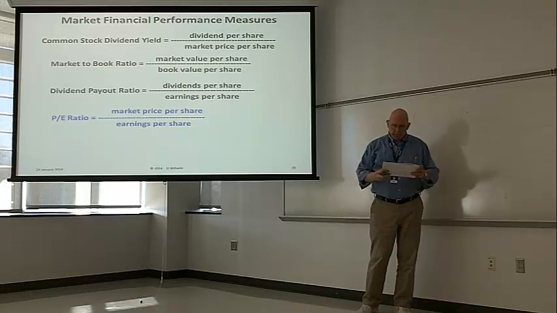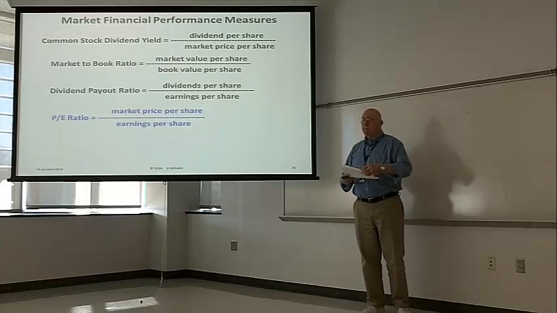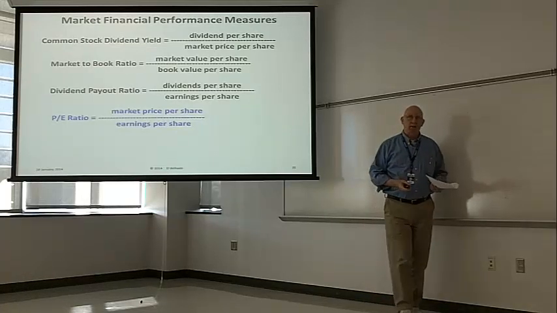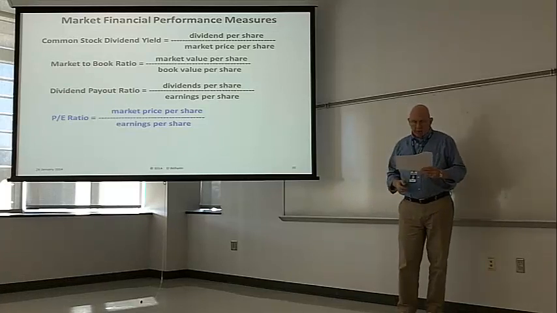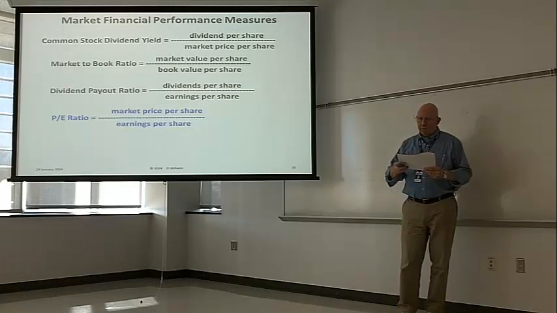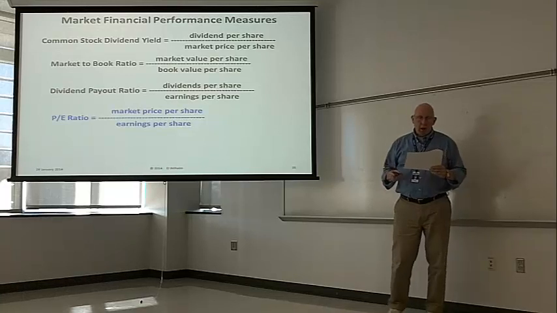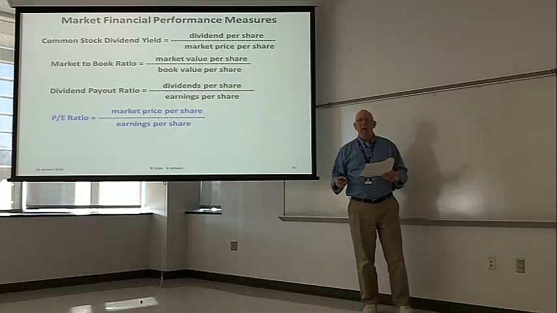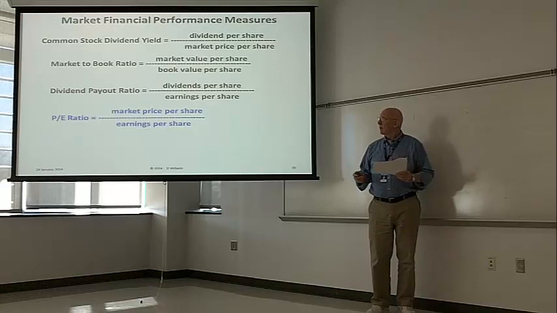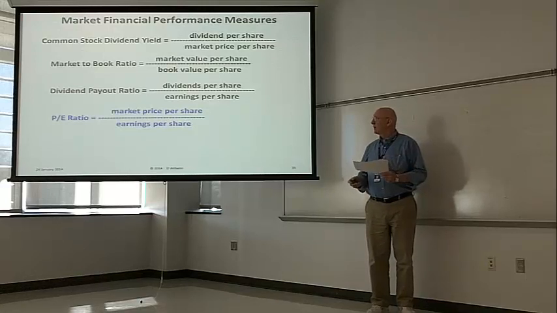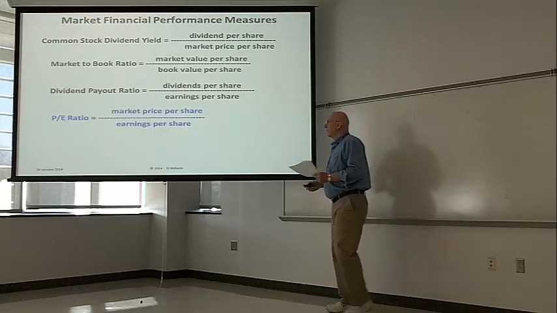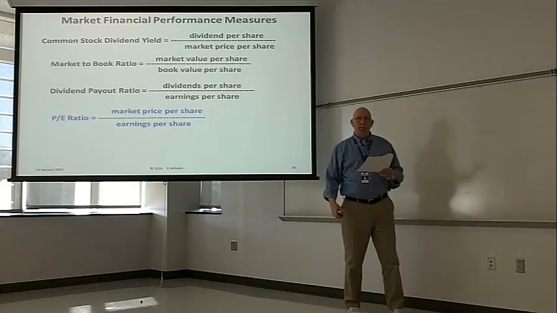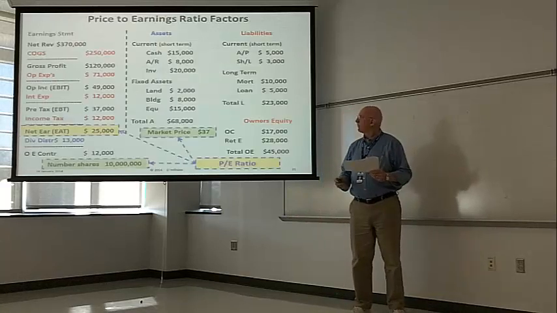The final category of ratios is market financial performance ratios. These are what people who follow the stock market key on. Common stock, dividend yield, dividend divided by market price; market to book ratio, dividend payout ratio; and price to earnings ratio. And we'll do the calculation of price to earnings ratio, where we would like to know the market price per share and divide that by earnings per share.